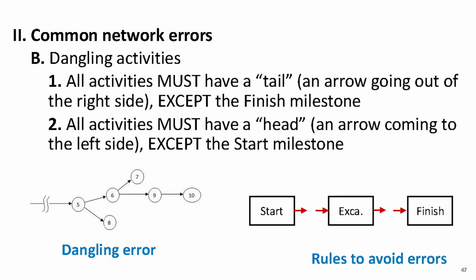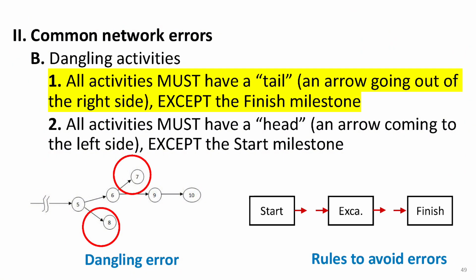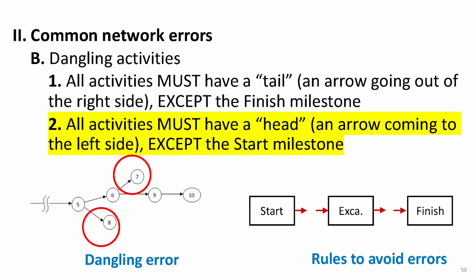In this network, assuming node 10 is the finish milestone, nodes 7 and 8 are dangling because they have no successors. This could happen due to a missing dependency in the network, possibly because a user accidentally deleted the connections. To avoid a dangling network, make sure that every activity has an outgoing arrow on the right side, except for the finish milestone. Every activity has an incoming arrow on the left side, except for the start milestone. If your network follows these 2 rules, you can prevent dangling errors.